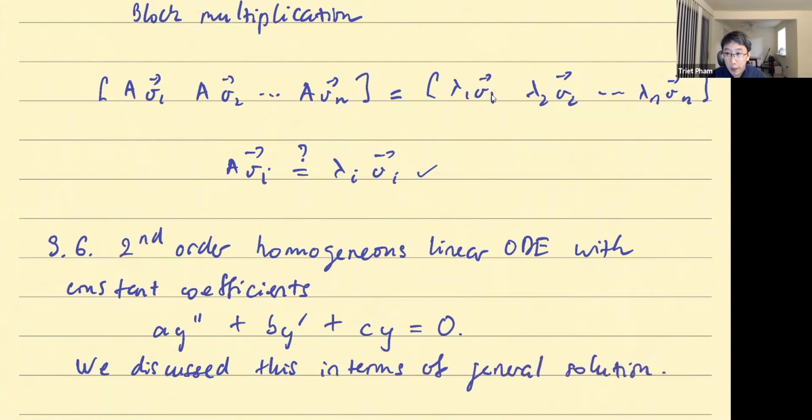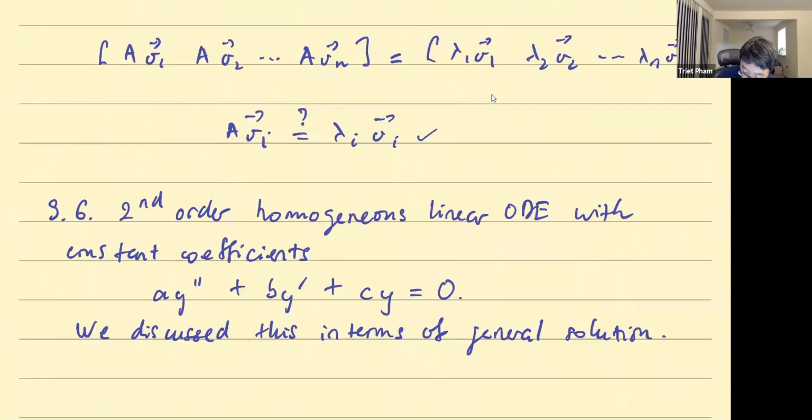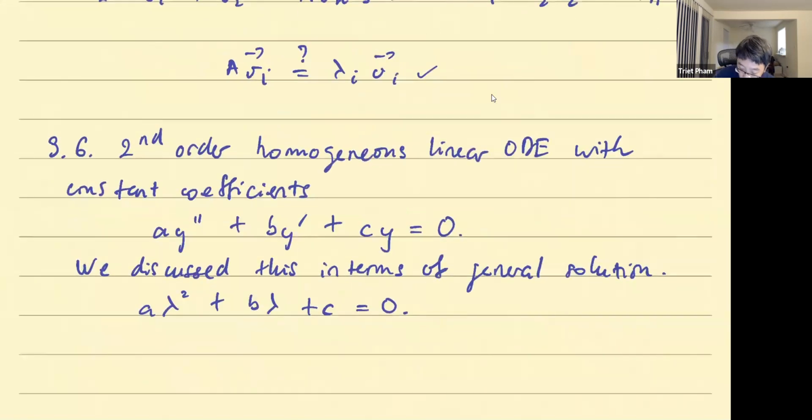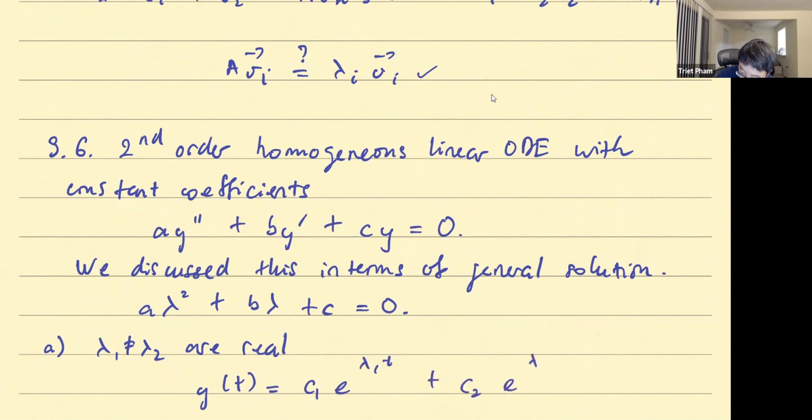To give you a quick overview, basically you need to look at the characteristic equation and solve for lambda. If lambda 1 and lambda 2 are real solutions, then your y is C1 e to the lambda 1 t plus C2 e to the lambda 2 t.